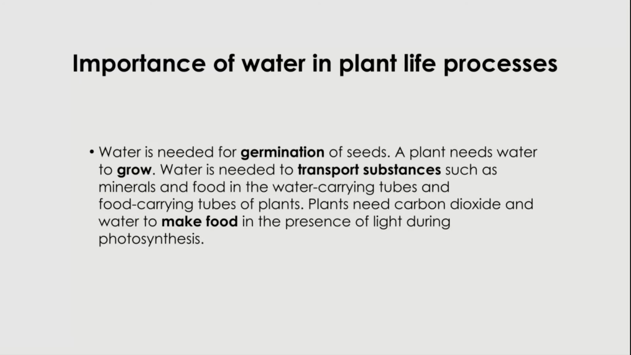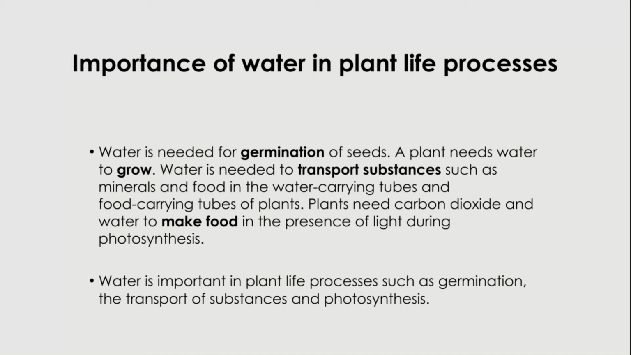Water is needed for germination of seeds. Remember, we talk about the factors, we say air, warmth, and water or moisture, right? So it's water. A plant needs water to grow. Water is needed to transport substances, such as the good ones, the minerals and food, in the water carrying tubes and food carrying tubes of plants. Plants need carbon dioxide and water to make food in the presence of light during photosynthesis. So water is needed for the germination part, it's needed for transportation of materials, and it's needed for photosynthesis as well. Water is important in plant life processes such as germination, transport, and photosynthesis.